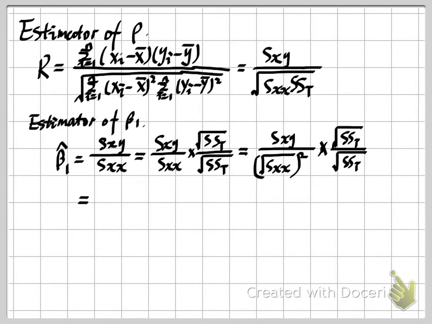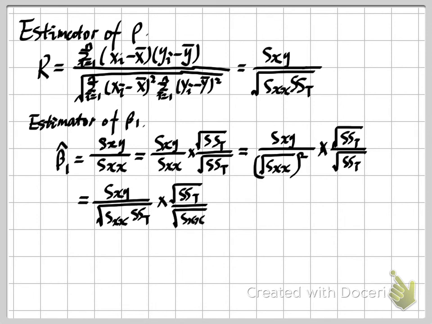Then we just group the term s sub xy, and the denominator is the square root of s sub xx and s sub tt. Then the equation will look like this. If you compare the first term here, you can find this is just our estimator of r. So what this means is we can rewrite this as r times the square root of s sub tt divided by s sub xx. So this is how we can rewrite our estimator of beta 1. So we have two ways to write this.